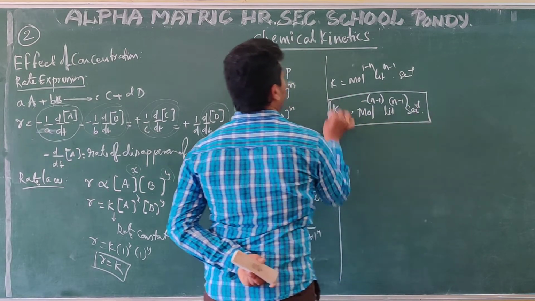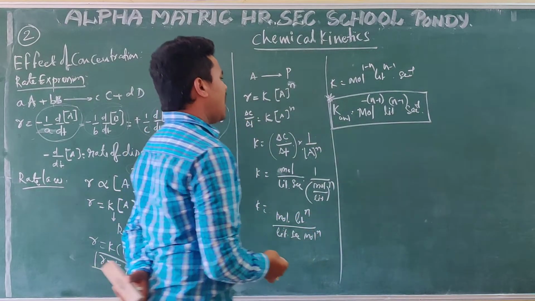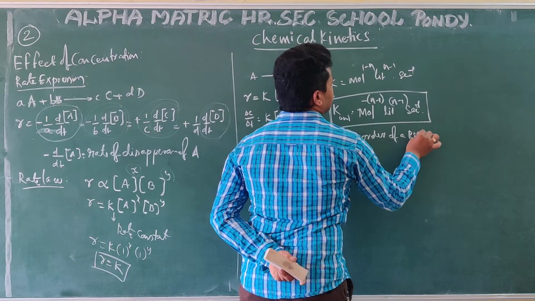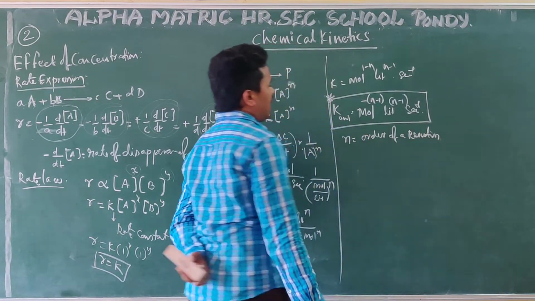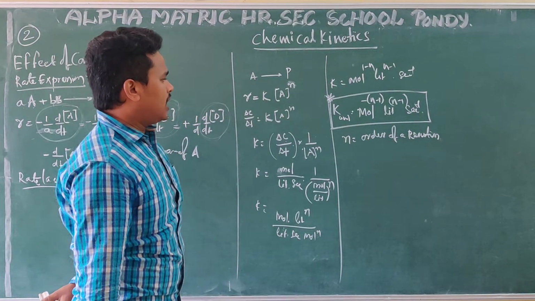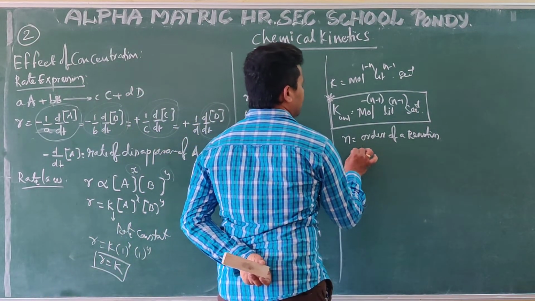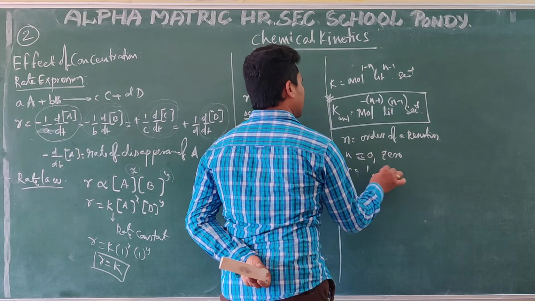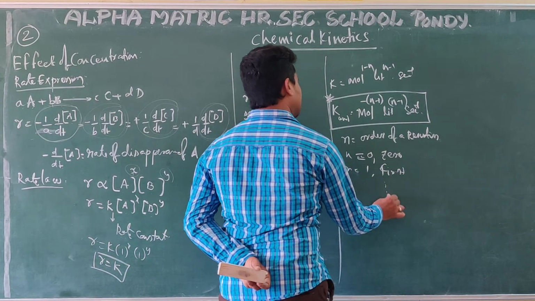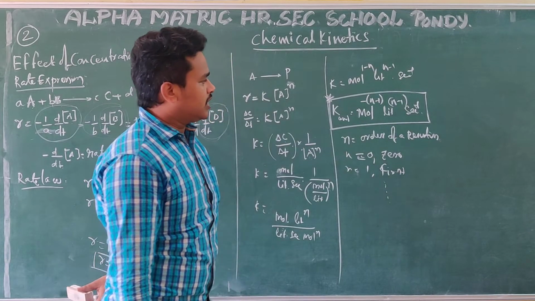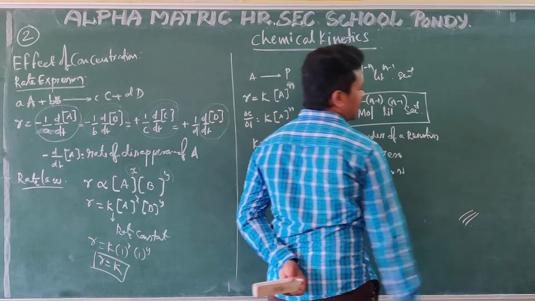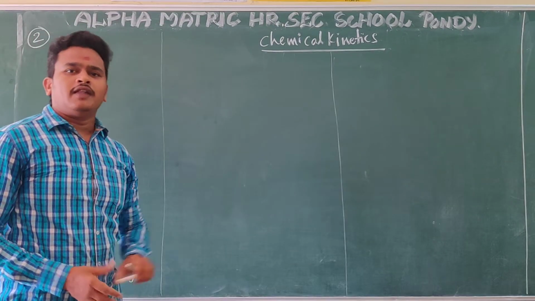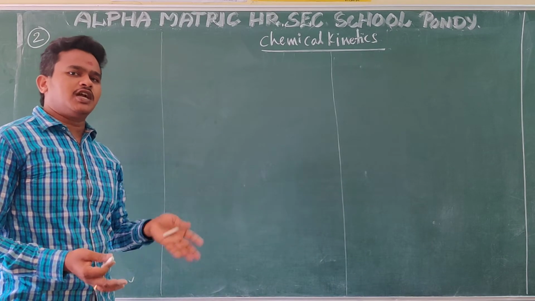This is important. Based on this we can find out the order of the reaction. n is the order of a reaction, so units are important. If n is equal to 0, that is a zero order reaction. n is equal to 1 is a first order reaction, 2 means second order reaction, 3 means third order reaction, and it keeps going like that. So there are different types of orders: zero order, first order, second order, third order.